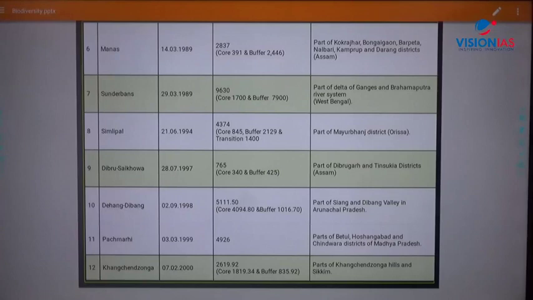Come on. Dibru Saikhowa is done. After this one, Dihang Dibang. It is there on the board. Dihang Dibang Biosphere Reserve is in the state of Arunachal Pradesh. It includes valleys like the Siang Valley and Dibang Valley. Very, very important: Siang and Dibang Valley.